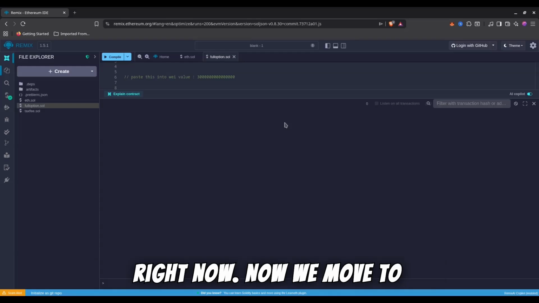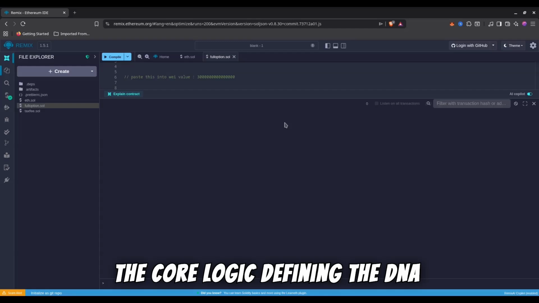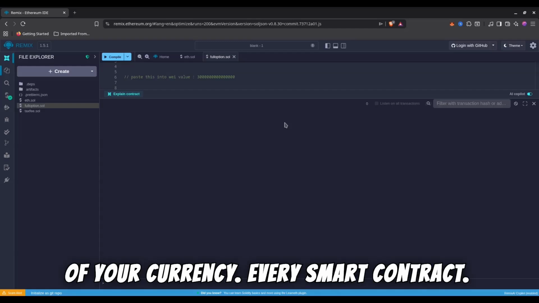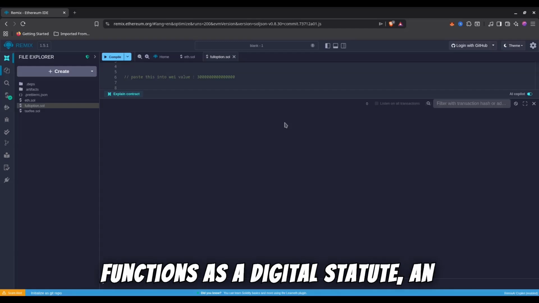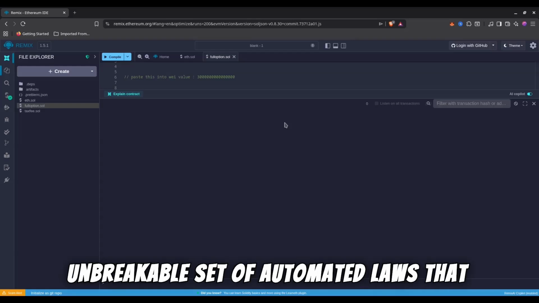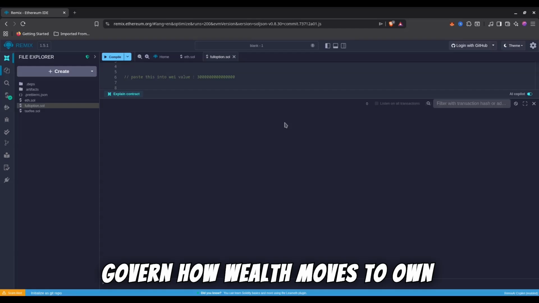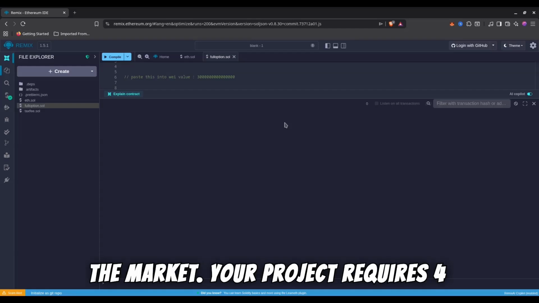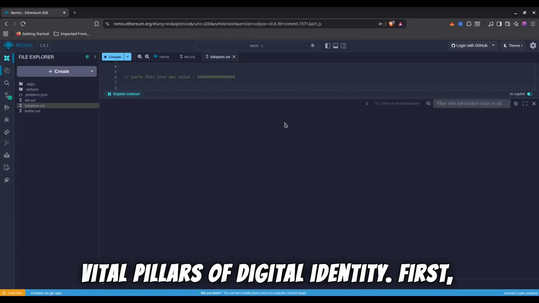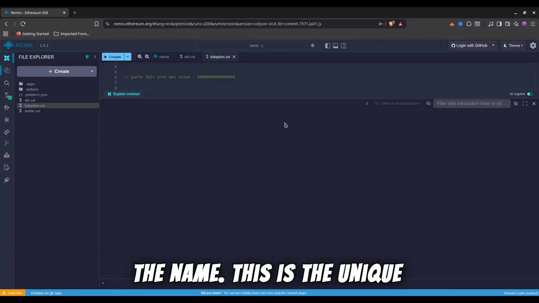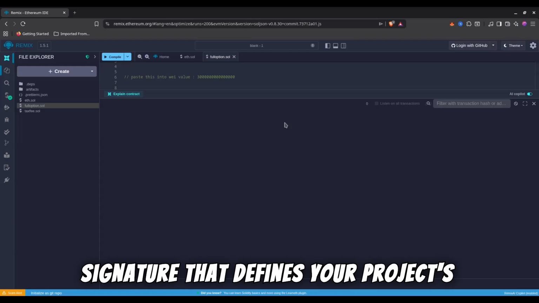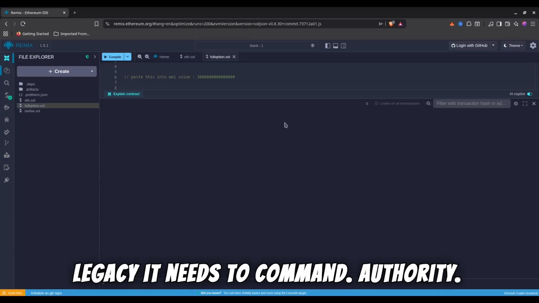Now, we move to the core logic, defining the DNA of your currency. Every smart contract functions as a digital statute, an unbreakable set of automated laws that govern how wealth moves. To own the market, your project requires 4 vital pillars of digital identity. First, the name. This is the unique signature that defines your project's legacy. It needs to command authority.